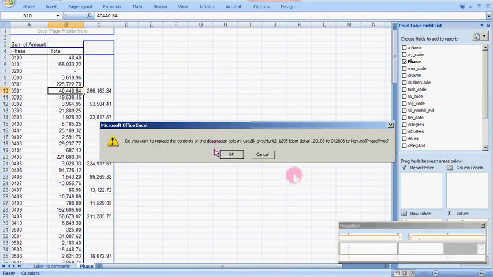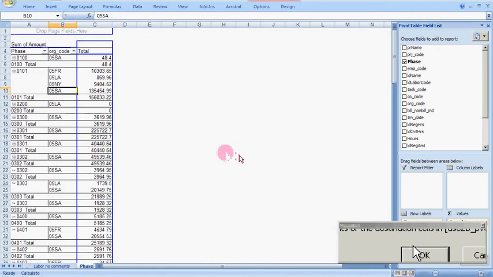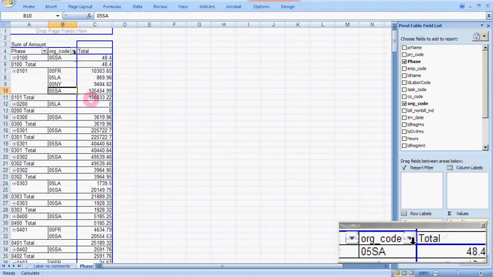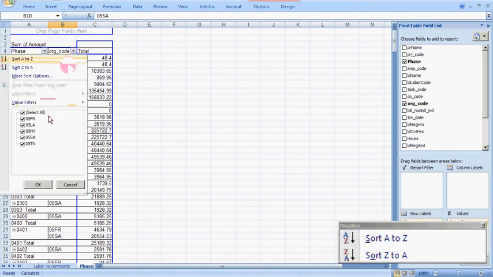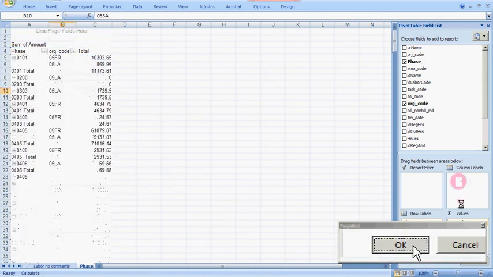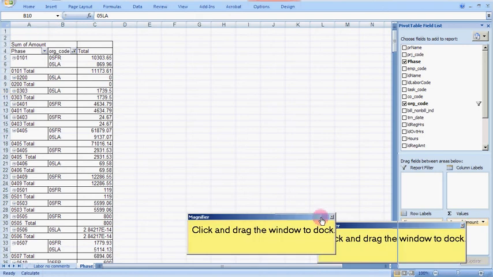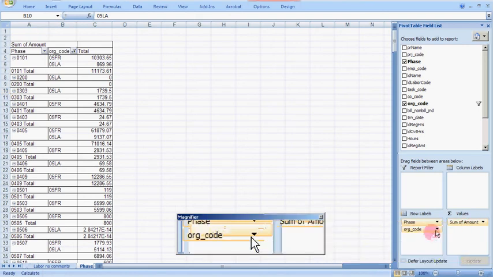And so if I want to add in the org code, basically, okay, let's just hit OK here. I want to filter out the code. So when I filter out this code, I only want to see, let's say, 2 of them. Those 2 there. Hit OK. Move this magnifying glass over, and there's your org code.